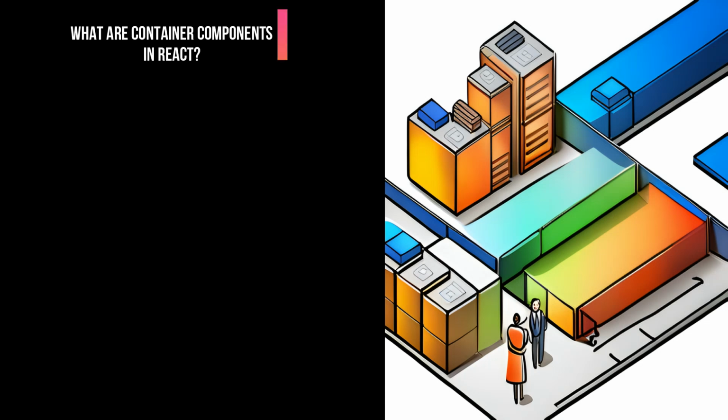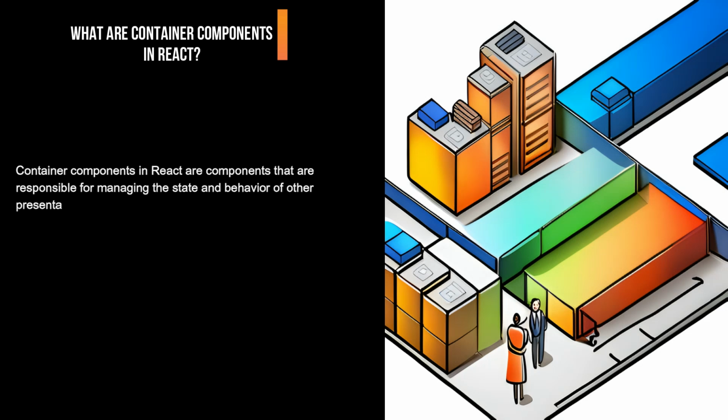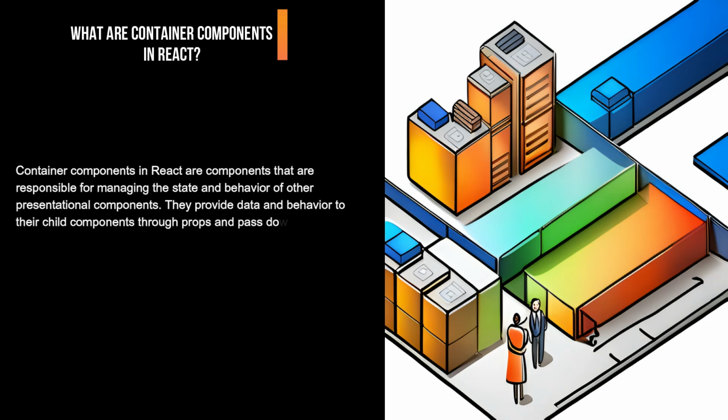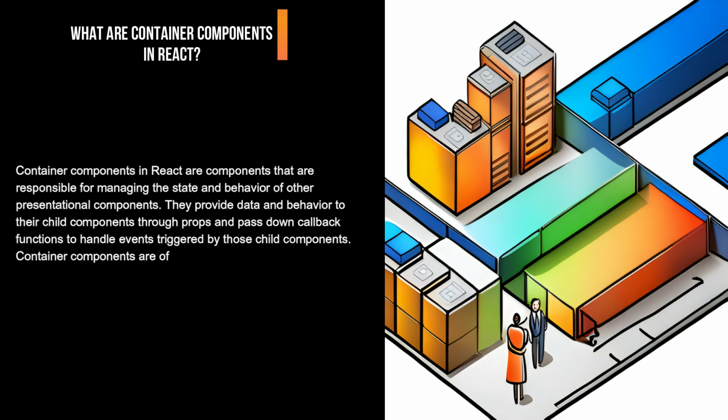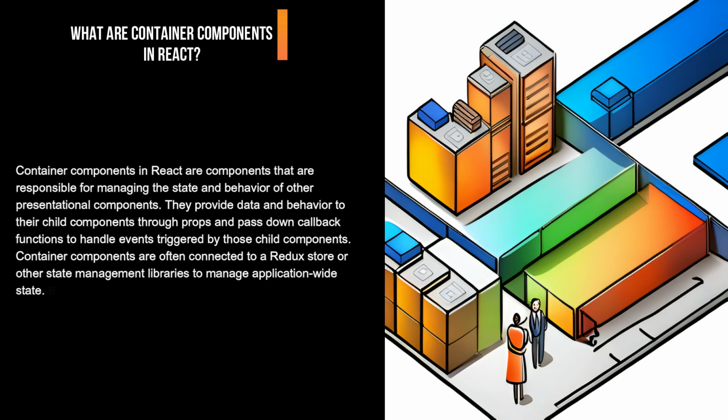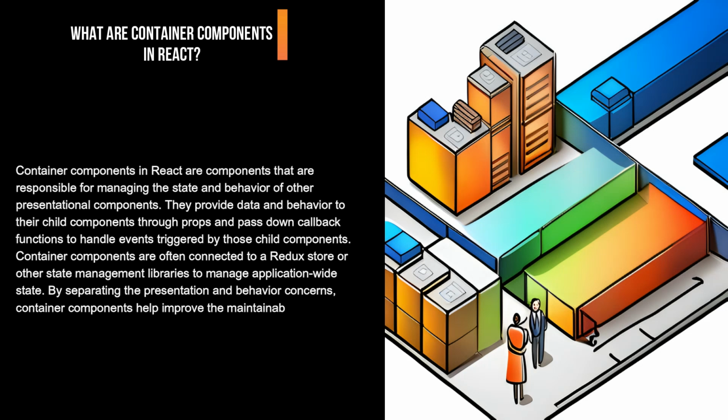What are container components in React? Container components in React are components that are responsible for managing the state and behavior of other presentational components. They provide data and behavior to their child components through props and pass down callback functions to handle events triggered by those child components. Container components are often connected to a Redux store or other state management libraries to manage application-wide state. By separating the presentation and behavior concerns, container components help improve the maintainability and reusability of a React application.